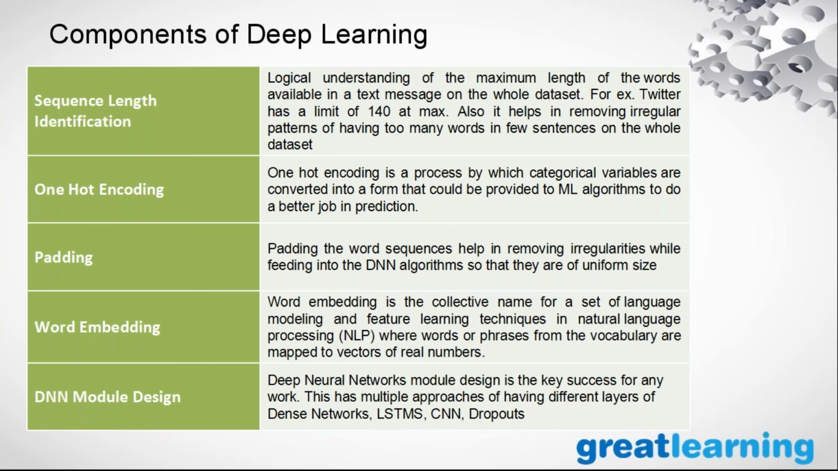Now, to revise the components, we talked about 5 different components: your sequence length identification, one hot encoding, and padding. The way these 5 boxes are laid out, it's step by step. You do this and then move to the next one and the next one. And again, word embedding is one of the key components, though it's not a mandatory step, as I said, but it always gives you a better handle over the text data you use. This is particularly for the NLP space, followed by your deep neural network module design or architecture.